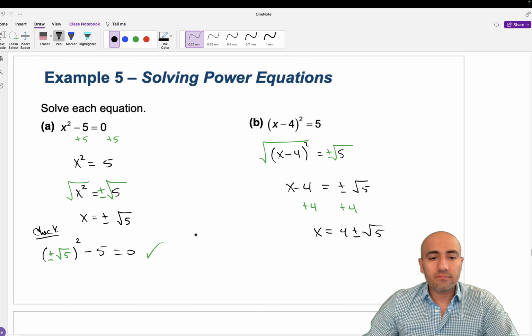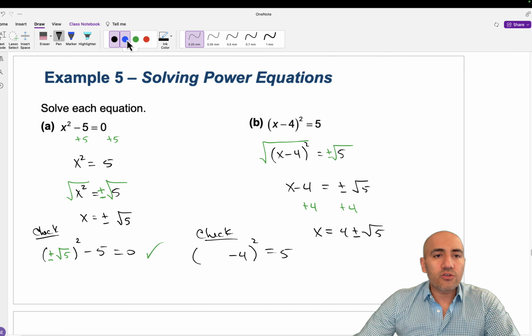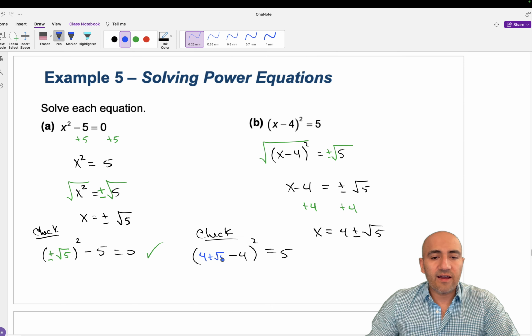So let's check it. Blank minus 4 parentheses squared should be a 5. And so one solution could be 4 plus root 5. So that works out. The 4's cancel, and then I end up with root 5 by itself. Root 5 squared is 5, so 5 equals 5. So that would work out.